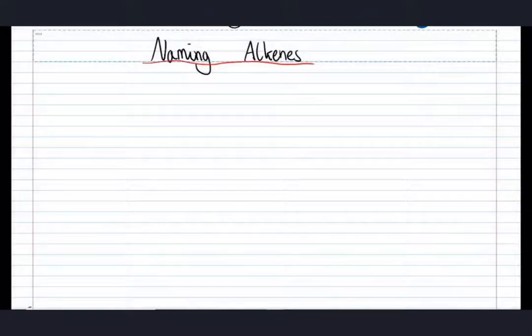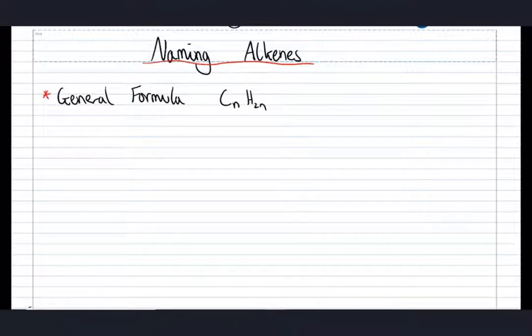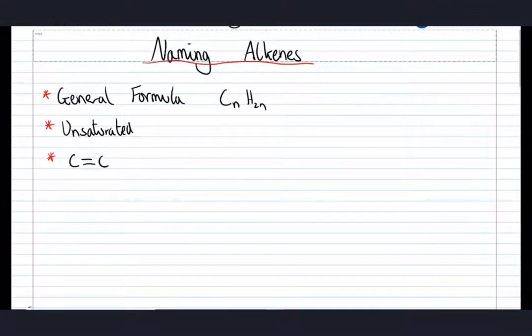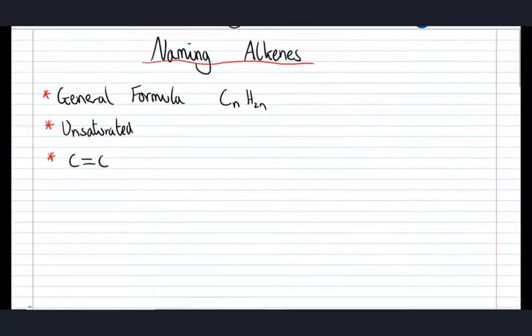Everyone, in today's video we're going to be having a look at naming alkenes. Now alkenes are a homologous family with the general formula CnH2n. They are unsaturated hydrocarbons and they contain a carbon-carbon double bond. Now the rules for naming alkenes are fairly similar to that of alkanes.